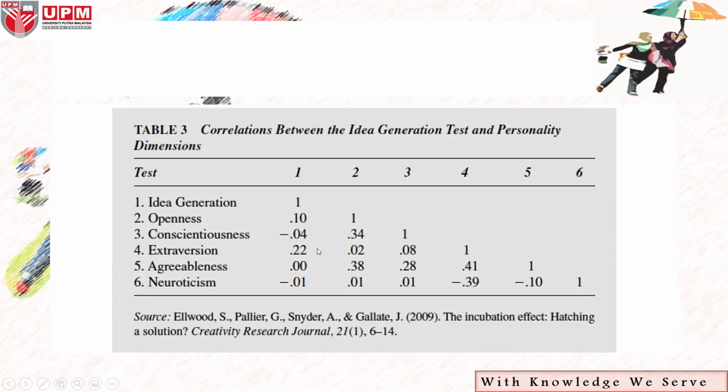Okay, so how to read the table? Okay, first the value, the correlation between similar variable will always be 1. Okay, the correlation coefficient value of the similar variable will always equals to 1. For example, 1, 1. Macam mana nak baca table ni macam ini.